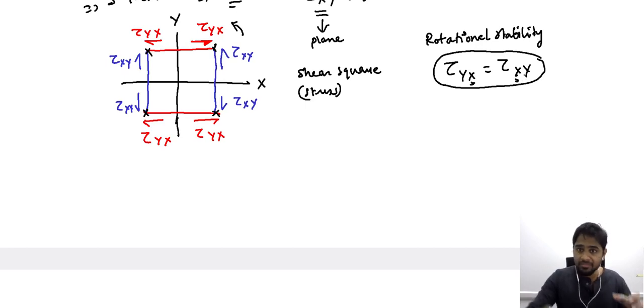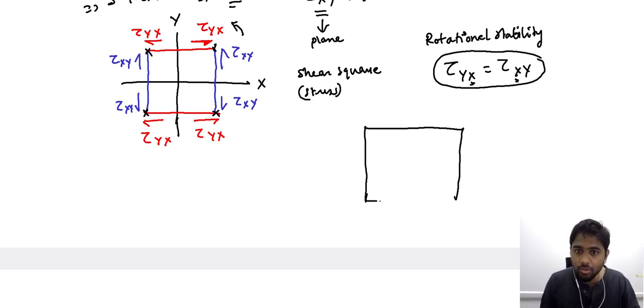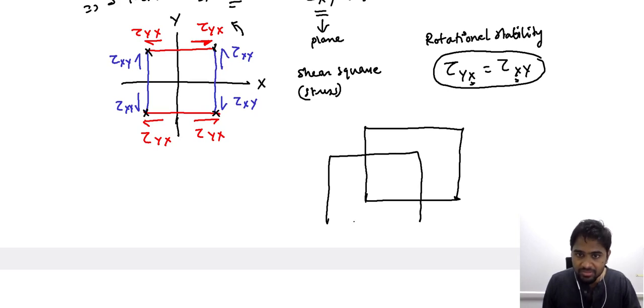What this relation indicates is that the shear stress acting on the surface of the y-plane along the x direction is equal to the shear stress acting on the surface of the x-plane along the y direction. Now let us revisit the three-dimensional element that we considered in order to understand the components of stresses.